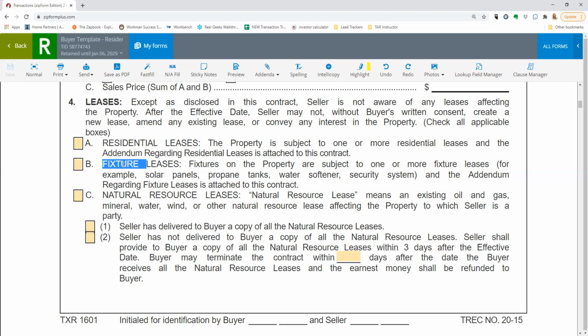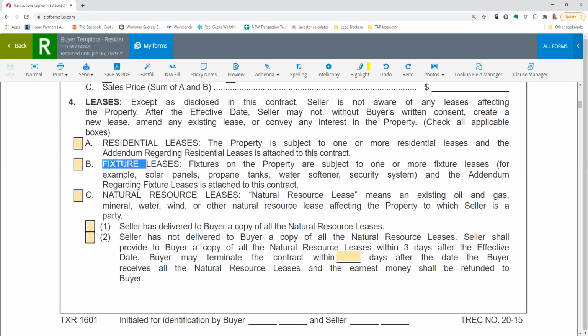More commonly, you're probably going to run into a fixture lease. A fixture lease might be on the property where a seller has purchased some sort of home improvement item that was a big ticket item that they do not own outright. This could be solar panels on a property that the seller, the current owner, is making payments on and is under a lease with. Could be a propane tank, could be a water softener, maybe a security system. There might be some other opportunity for a seller to have included an improvement to the property that they did not pay in full for yet.